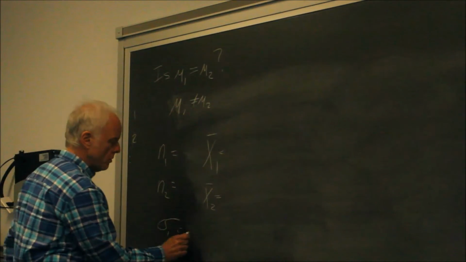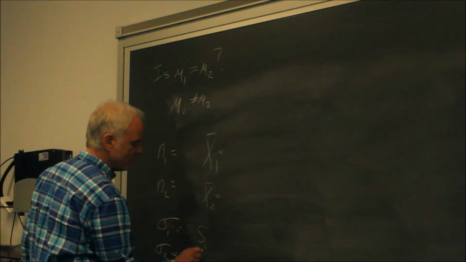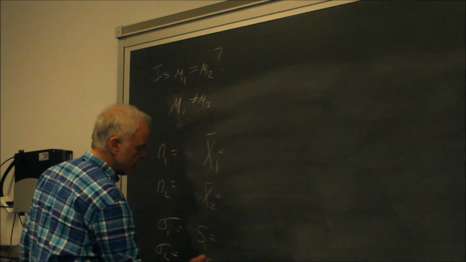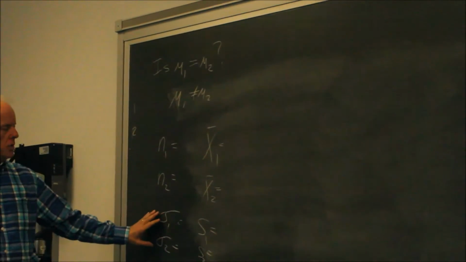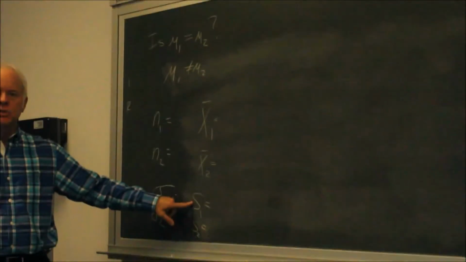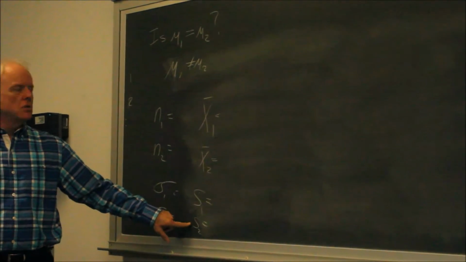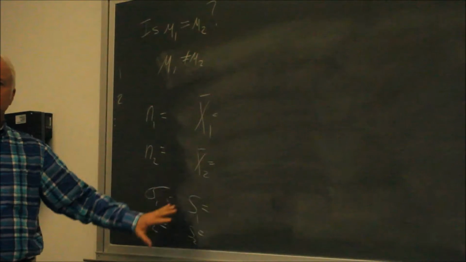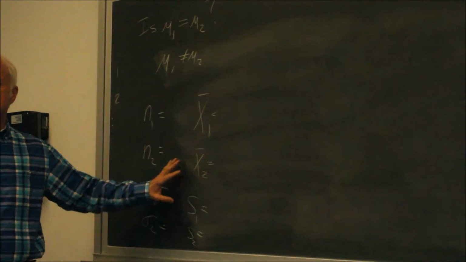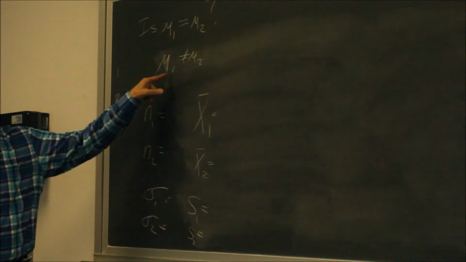Or sometimes, or most of the time when you don't know sigma 1 and sigma 2, you have to estimate the population standard deviation through the sample standard deviation. So you have to calculate the sample standard deviation of population 1, sample standard deviation of population 2. So these are the statistics that come from a sample when you're testing mu1 versus mu2.